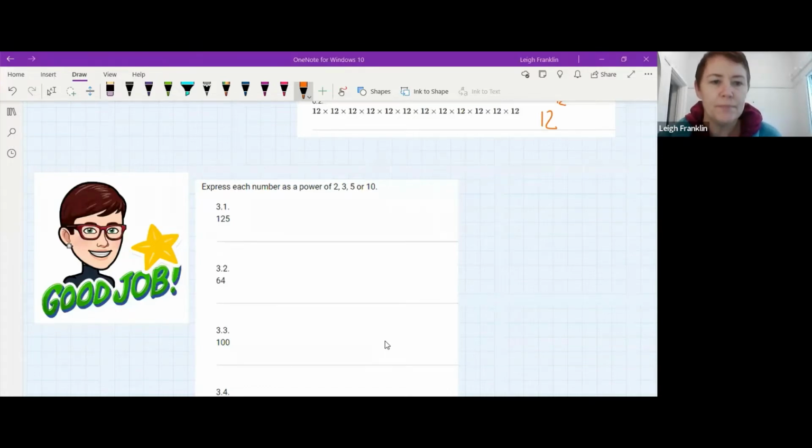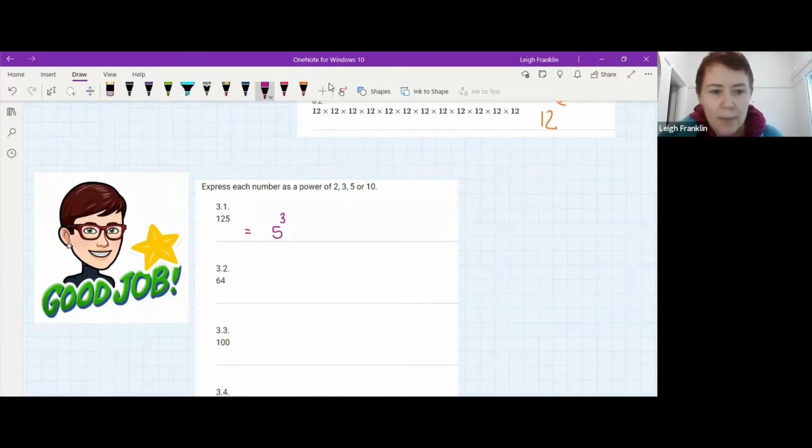Let's give Natasha a chance. Natasha, how would I write 125 as a power? It's 5 to the power of 3. Well done, Natasha. Thank you. So I can't write it with a base of 2 or with a base of 3, but I can write it with a base of 5. So 125 is 5 to the power of 3.